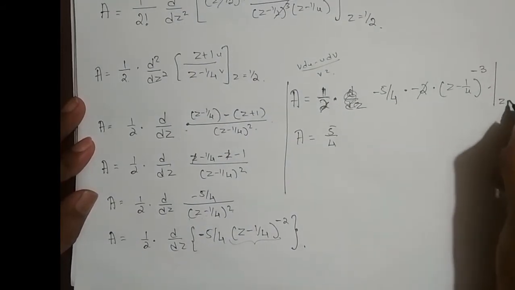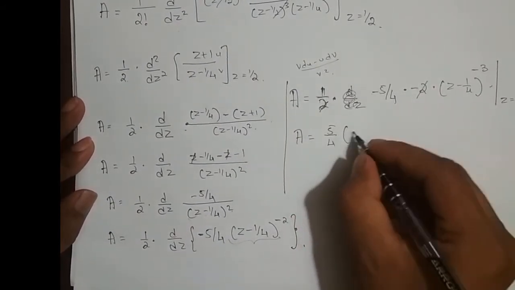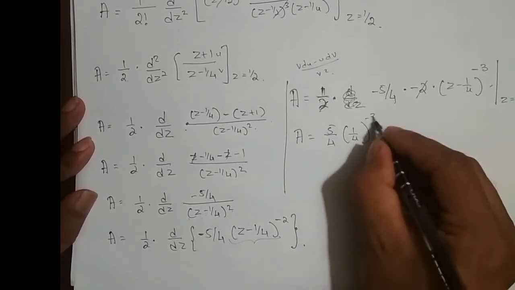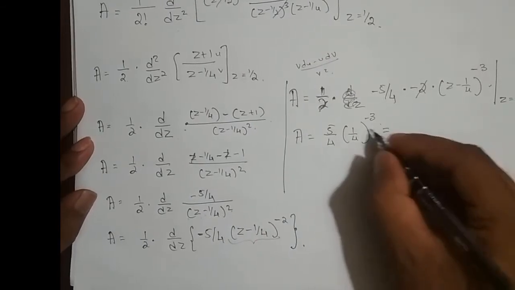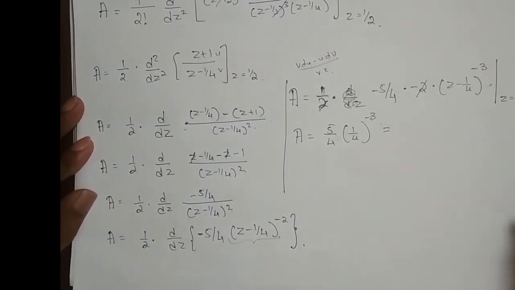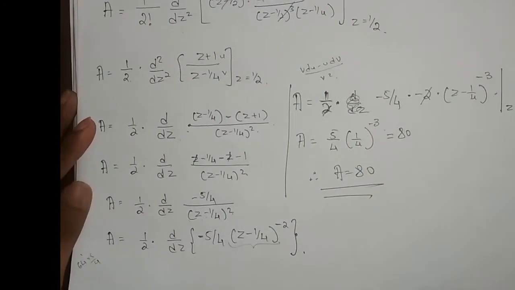at z is equal to 1 by 2. So I plug this 1 by 2 value here. So what do I end up with? 1 by 2 minus 1 by 4 is 1 by 4, whole power minus 3. So if you just solve this, you will get the answer as 80, a as 80. So therefore we get a as 80.